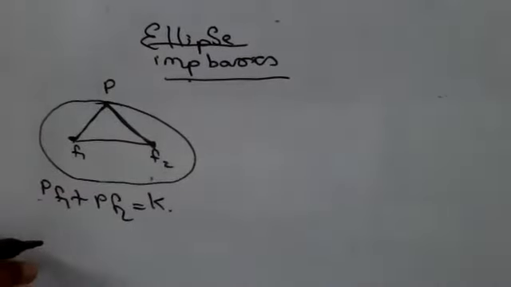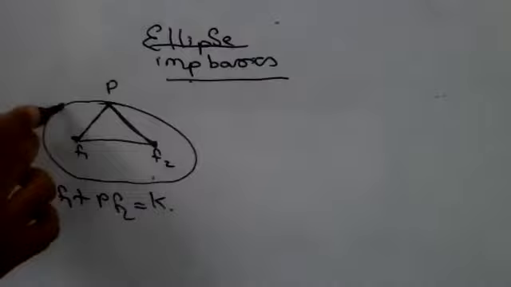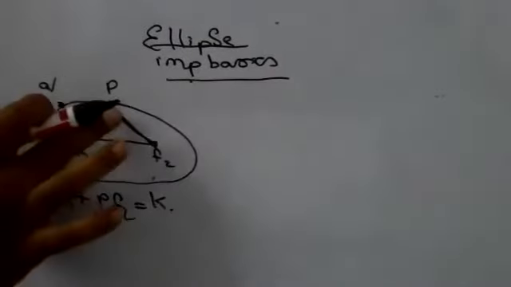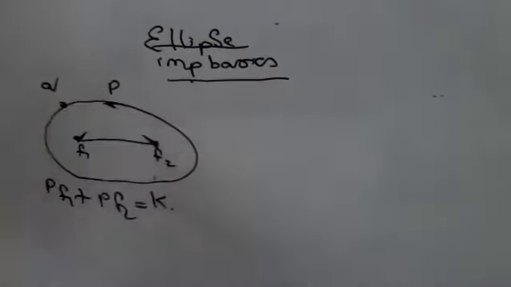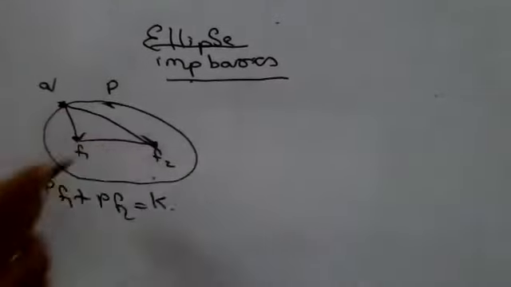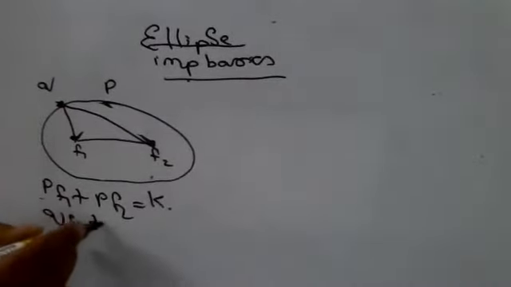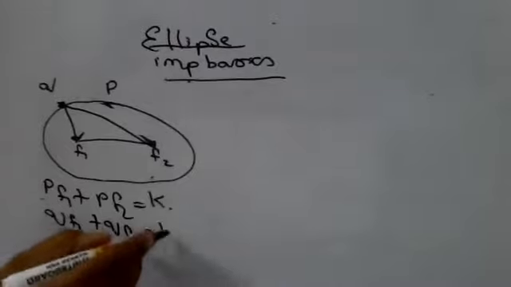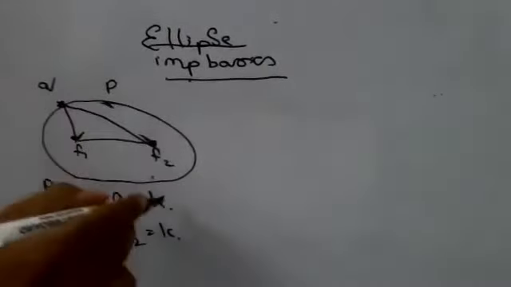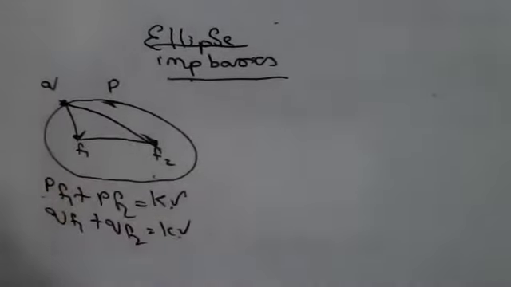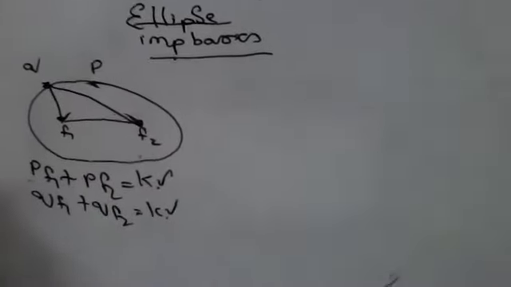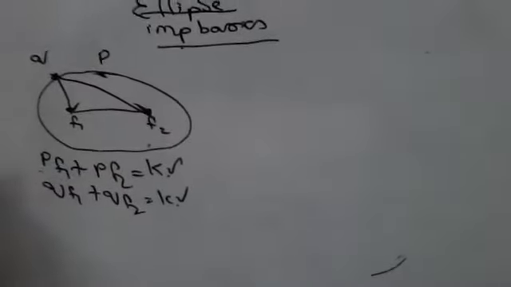Suppose I take one more point Q. Imagine P is not there; only Q is there. If I take QF1 plus QF2, that also will be K only. If here I got this answer as 2, here also I will get 2 only. It is a constant value, children.